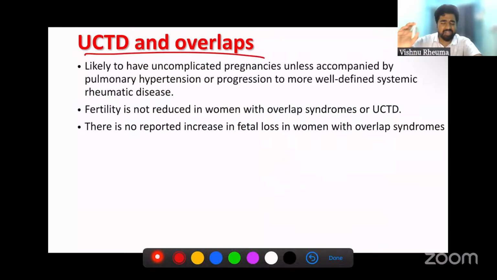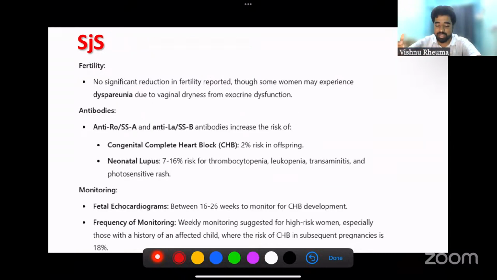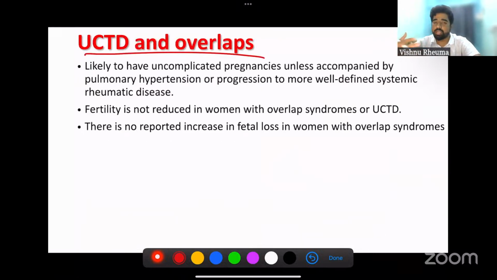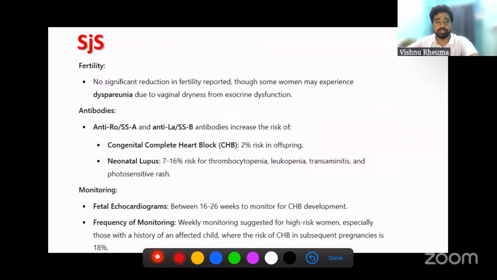Then you have UCTD and various overlap syndromes. Here it's not much important. The context of pregnancy is not much important. There's neither a decrease in fertility, nor a lot of pregnancy abnormalities, morbidity, or mortality. But whenever you have similar cardiovascular, pulmonary, or renal changes, obviously they can happen, right? Especially something like pulmonary hypertension, then you have to take care, and similar counseling has to be given to the mother.